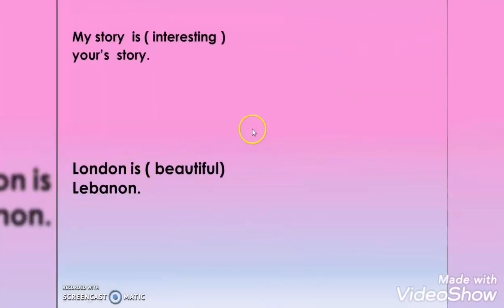Now, my story is interesting. Your story. So I'm comparing two stories. Interesting is the adjective. It is more than one syllable. So what should I do? My story is, I should add ER or more. Of course, I should add more because it is more than one syllable. So I say my story is more interesting than. London is beautiful Lebanon. So I'm comparing two countries, London and Lebanon. Of course, I should say London is more beautiful than Lebanon.